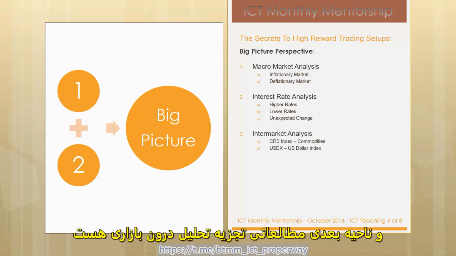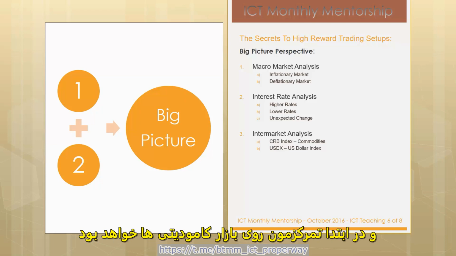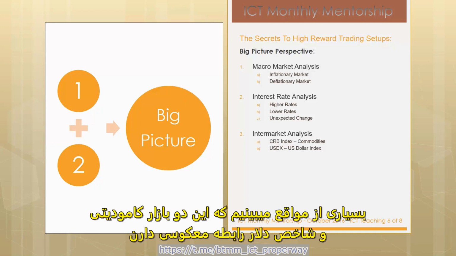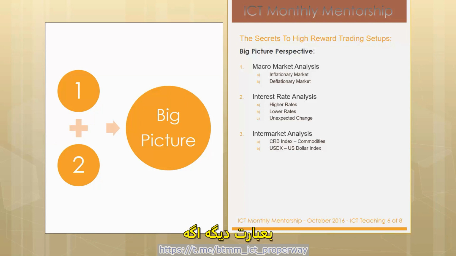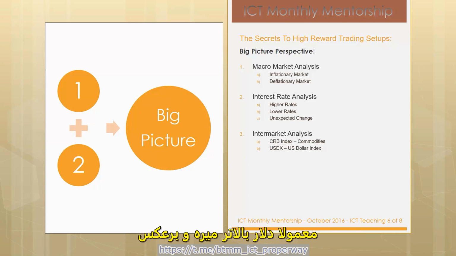The next area of study is intermarket analysis. And that's going to come by way of the CRB index, where we're focusing primarily on the commodity market. And we're looking at the relationship between the commodities and the US dollar index. You're going to see many times the markets between commodities and the dollar index are inversely related. In other words, if the dollar index is going up, usually commodity prices are going down. And when commodity prices are going up, usually the dollar is going lower, and vice versa.